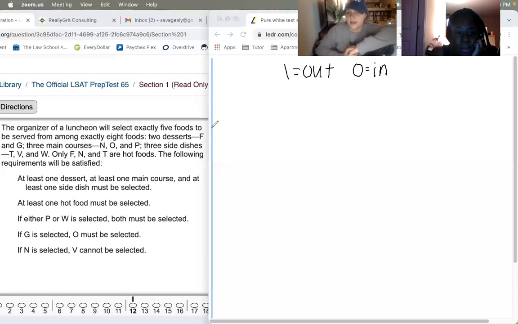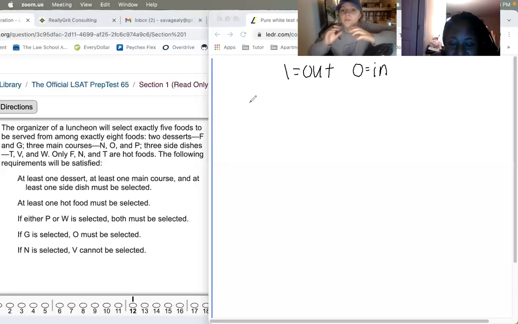What did you do for a setup? The way that I did it was I put like 2D equals and then the F and G, and I kind of just continued with that, keeping in mind which ones went with which food group. Mm-hmm. And then I had for the rules, such as if either P or W. We're going to hold off on the rules because there's a better way that you can diagram this.